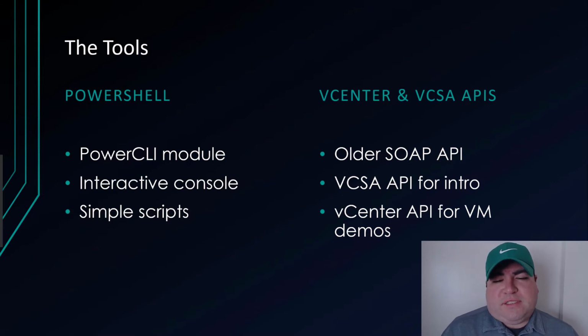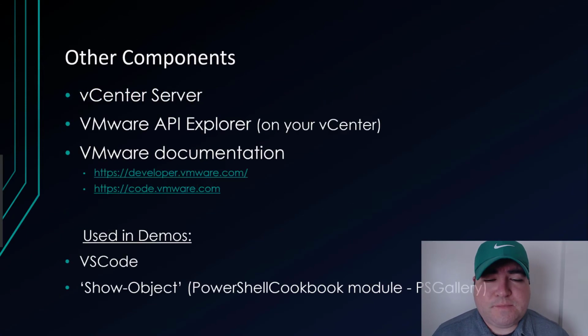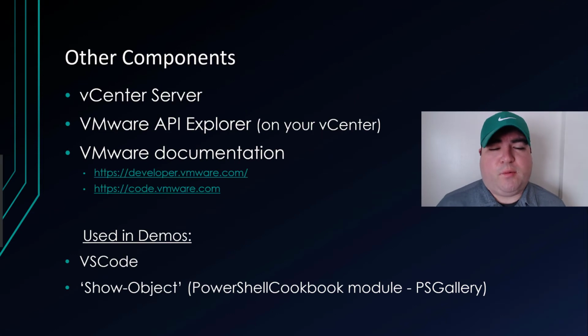We're going to leverage vCenter and VCSA APIs. So we're going to start looking at the older SOAP API and just look at performance improvements with our existing PowerCLI code. We're going to do a couple of quick hits with the VCSA API for an introduction. We're also going to look at the vCenter API itself for VM demos, right? And talking about the appliance API versus the vCenter API will make a little bit more sense when we get into the documentation itself.